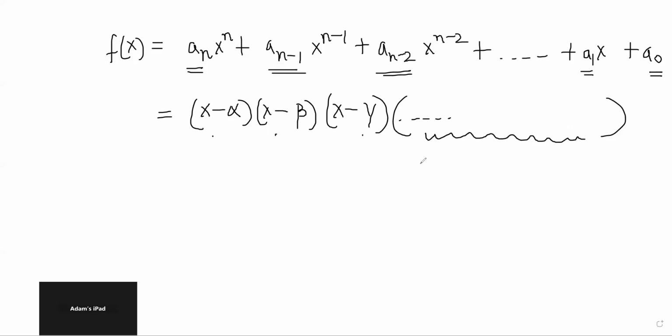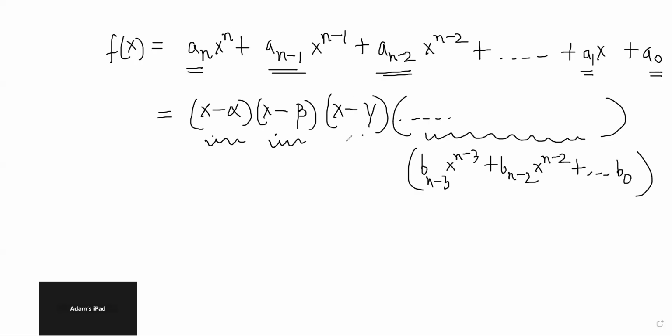Right. So that n minus 3 polynomial I can write like this: bn minus 3 x power n minus 3 plus bn minus 2 x power n minus 2 and so on, right? What I have said right now is that maybe there were three factors that can be taken out, right? And the remaining one is you cannot take factors from here, right?